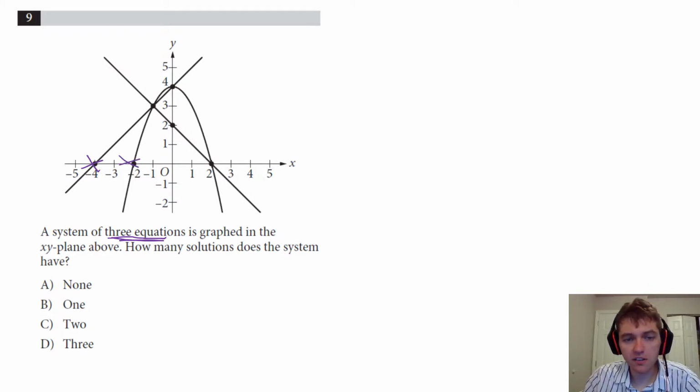That's not correct. This is an intersection of 2 of them. It doesn't count. This is only one line. This is an intersection of 2 of them. There's only one point where all 3, both lines and the parabola, intersect, which means that there's only one solution to the system of equations. Correct answer is B.